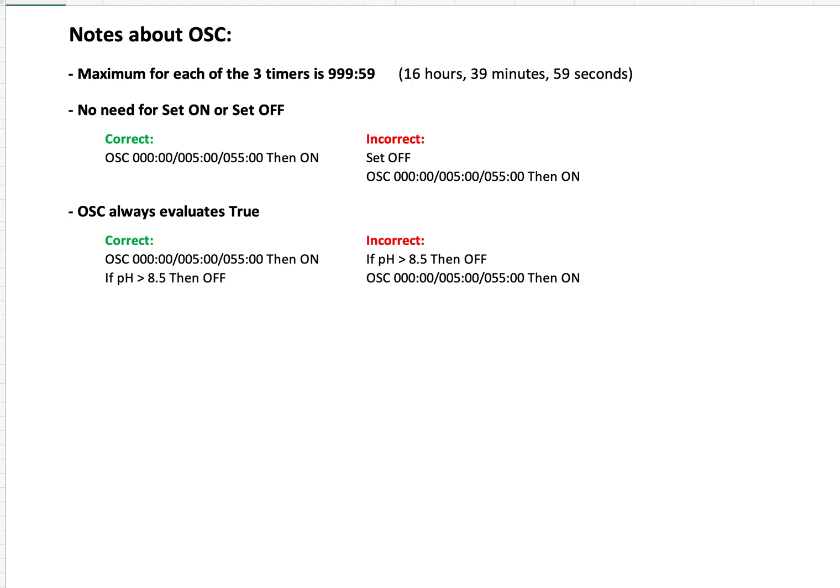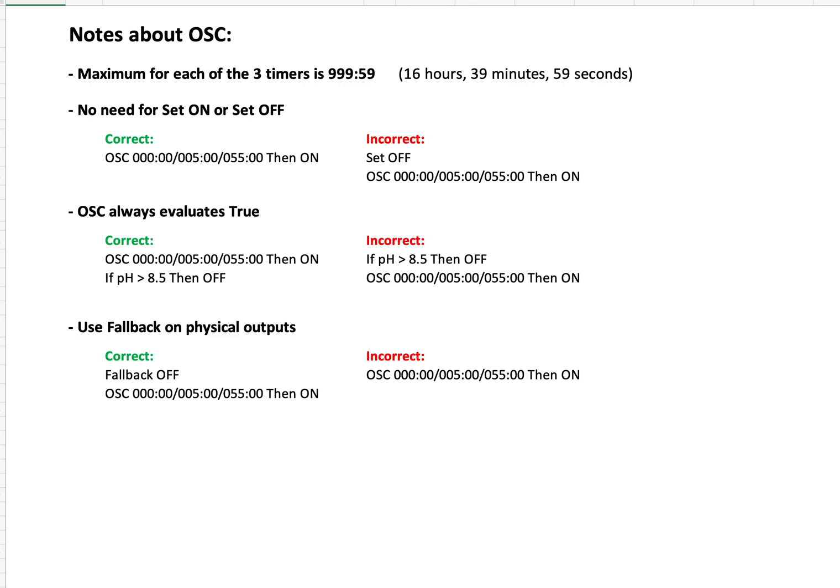The OSC command always evaluates true regardless of when it's in the on cycle or the off cycle. So if you ever want to add exceptions to your program to override OSC, be sure to add those conditions after the OSC command rather than before. Since the Apex evaluates each line of code from top to bottom, with the last line that's true setting the output state, OSC would always win if it's the last line of the program. Place your if conditions after OSC.